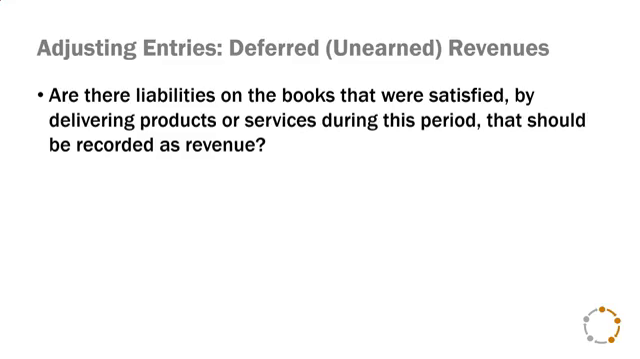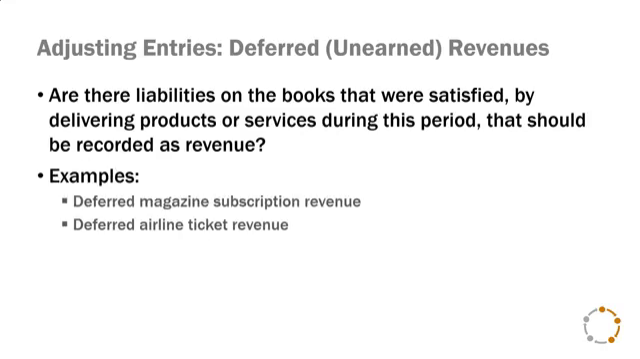Here, we are looking for liabilities on the books that were satisfied this period by delivering products or services during the period that, as a result, should now be recorded as revenues. What are some examples? Well, one example is the payment that a publisher receives in advance from a customer for a magazine subscription. Another example is the payment that an airline receives at the time that an airline ticket is purchased, well in advance of the customer taking the flight for which he bought the ticket.